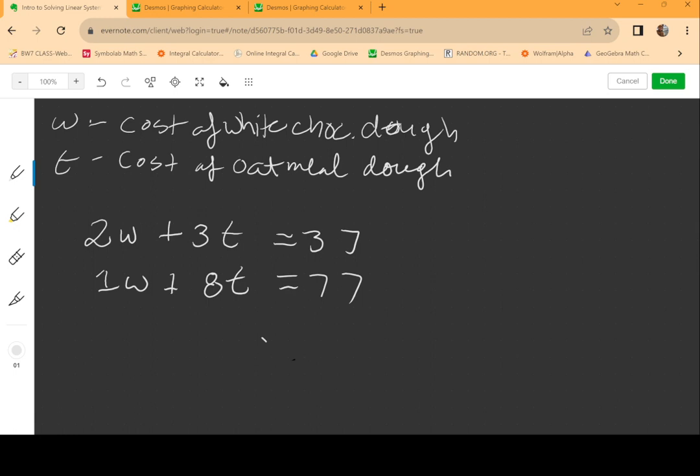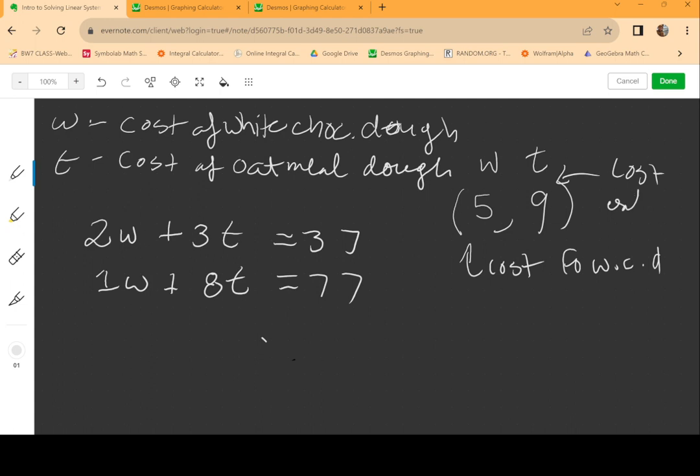And this is typical of a system. We want to solve both of those at the same time. Now, what does it mean to solve a system? Let's say, for example, that I came up with the solution of 5 and 9, where 5 in my ordered pair is the W and the 9 represents the T. So the 5 represents the cost for white chocolate chip dough, and then $9 is the cost for oatmeal dough.